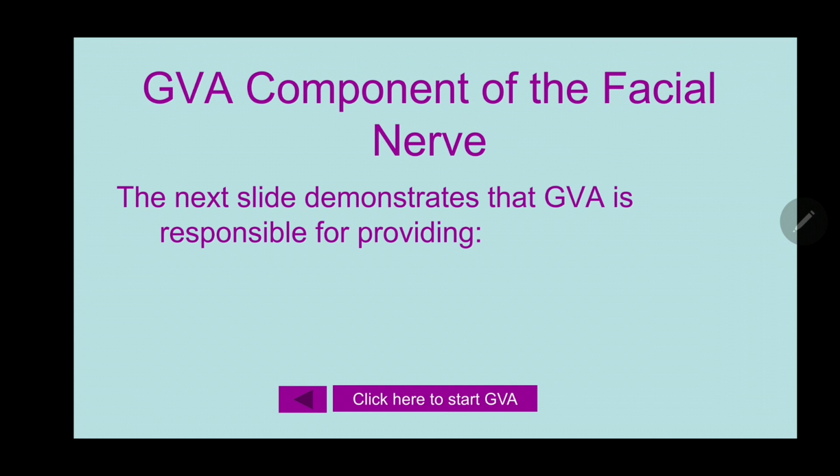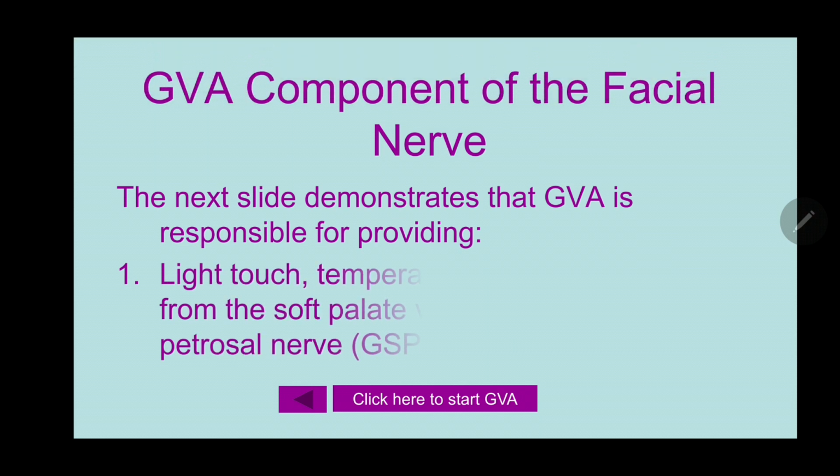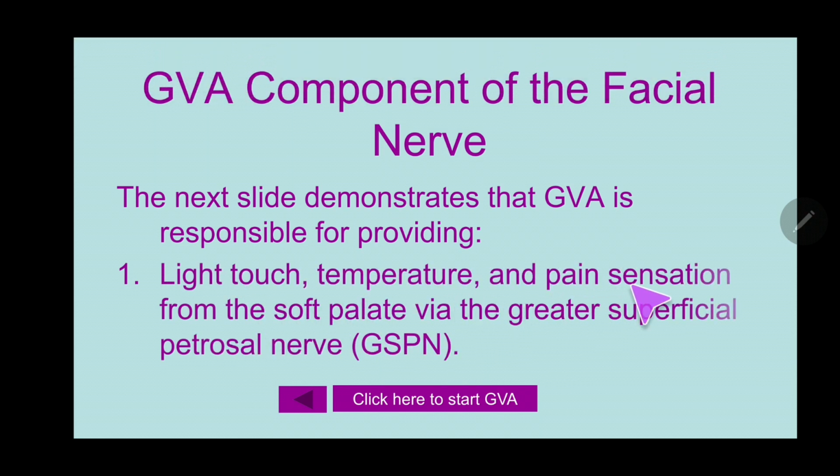Now next we are moving to the next functional component. Okay, so what we are talking about is the general visceral afferent component of the facial nerve. So what does it do? In the next slide I'll demonstrate the functions of the general visceral afferent. Remember what it does, I have already taught you. Light touch, temperature, and pain sensations from the soft palate via the greater superficial petrosal nerve. These sensations will be brought in through the greater superficial petrosal nerves.